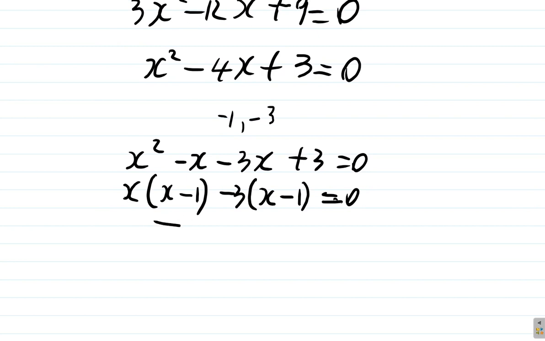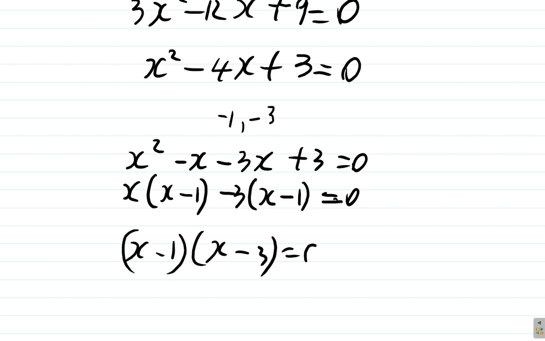Then, we see that x minus 1 is a common factor here. So we say x minus 1 outside a bracket, inside the bracket we have x minus 3 equals 0. Then, we say x minus 1 is 0, therefore x will be 1, and if x minus 3 is 0, then x is equal to 3. So those will be x coordinates of the stationary point.